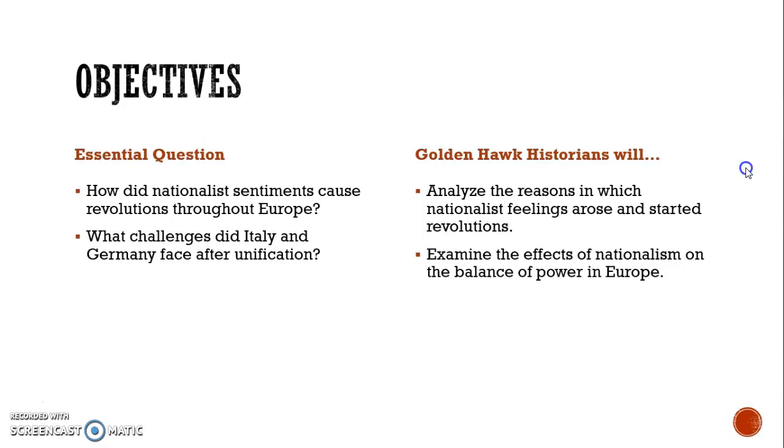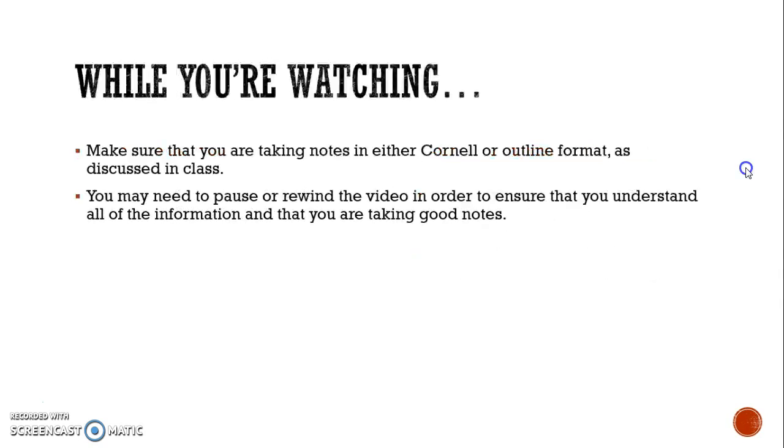The essential questions that we'll be focusing on in this video are: how did nationalist sentiments cause revolutions throughout Europe? What challenges did Italy and Germany face after unification? Golden Hawk historians will analyze the reasons in which nationalist feelings arose and started revolutions, and examine the effects of nationalism on the balance of power in Europe.